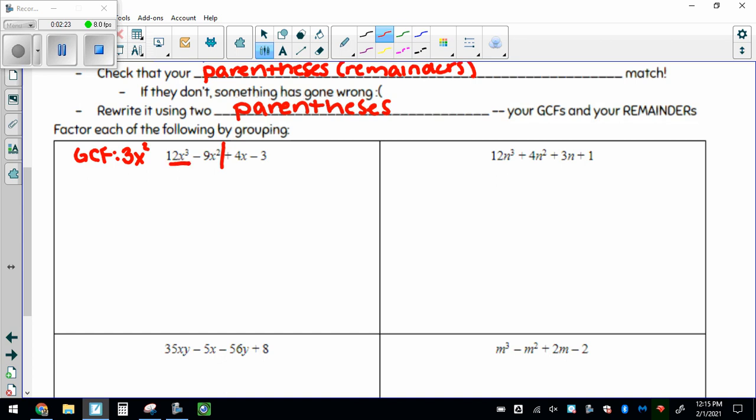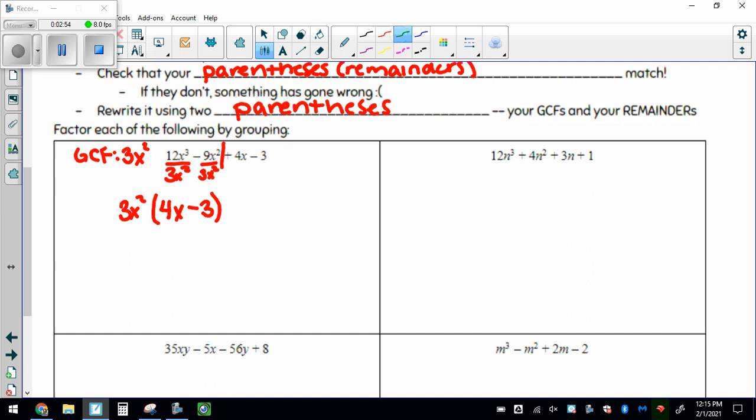So we're going to divide everything by that. Divide everything by the GCF. 12 divided by 3 gives us 4. X to the third divided by x squared, 3 minus 2 makes just a singular x. Negative 9 divided by 3 makes negative 3. X squared divided by x squared, so 2 minus 2, 0. No x's left. And remember, you put parentheses and your GCF goes on the outside. So here is my GCF, and here is my remainder.